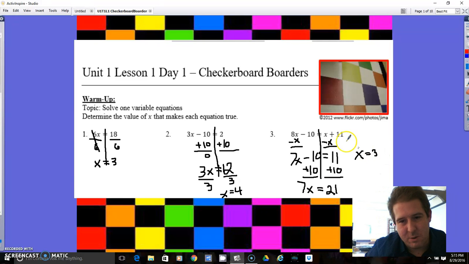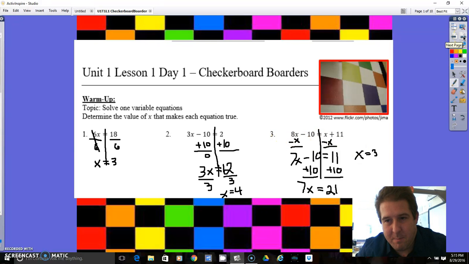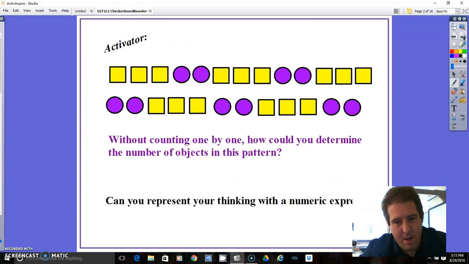Now I could take this answer, plug it back into the equation, and see that that is the right answer. That would be checking my work, which is always a good idea, but for the sake of saving time, I'm going to move on.